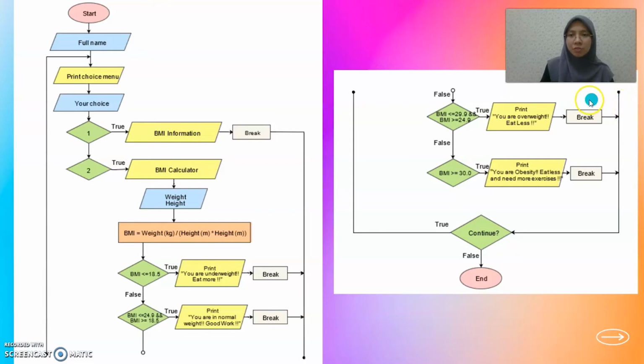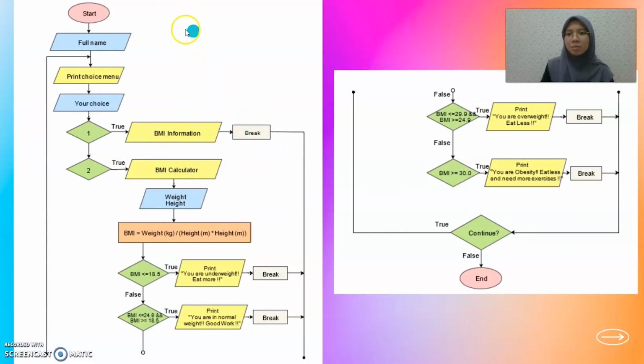Okay, this is the flowchart for our BMI calculator project. Firstly, I want to explain the symbols that we use in this flowchart. The first one, we use a circle in pink color for start and end, and then a parallelogram in blue color for input, and a parallelogram in yellow color for output, a diamond in green color for decision. Next, we use a rectangle in orange color for process, and a rectangle in light gray color for break.